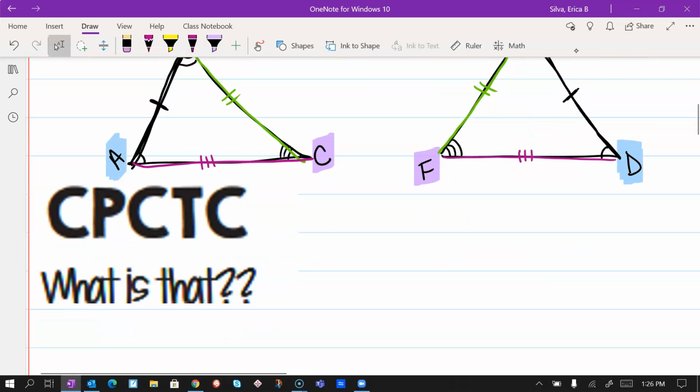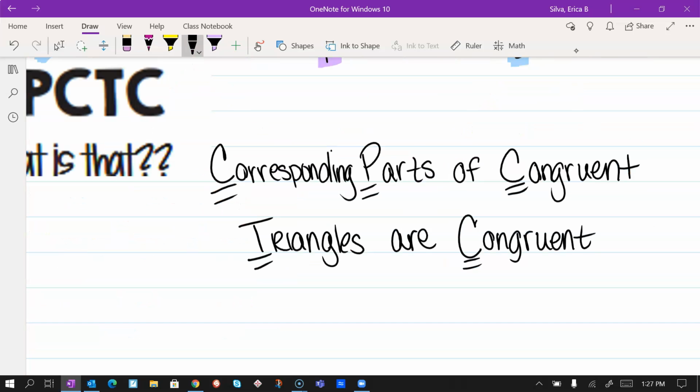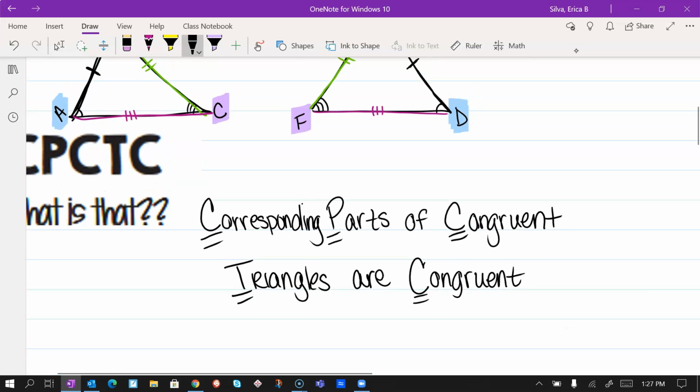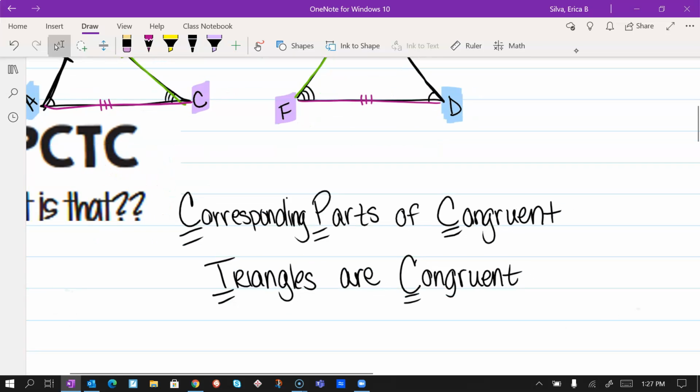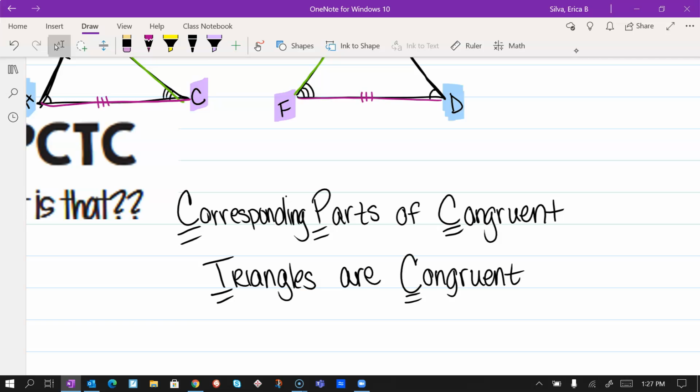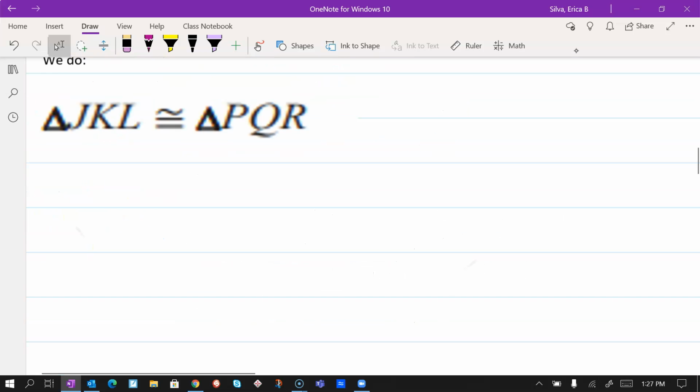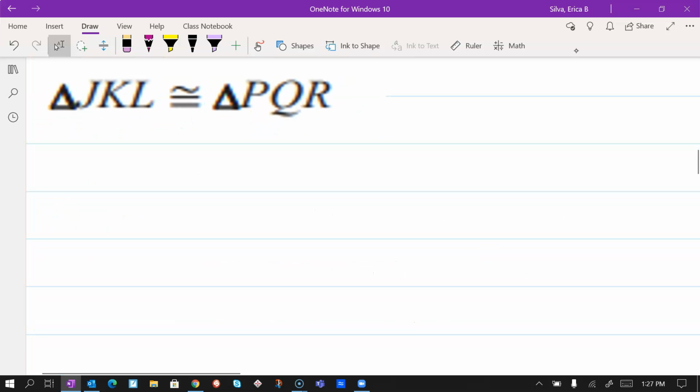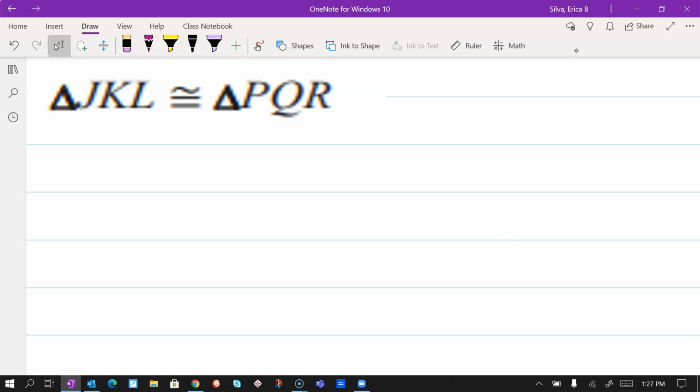So that brings us to CPCTC. Corresponding parts of congruent triangles are congruent. Any questions so far? All right, so we're going to look at this congruency statement, and just based off of the names of those triangles, we're going to identify the congruent parts. So if we start with angle J, what would angle J be congruent to?